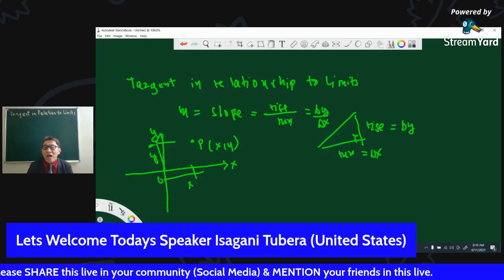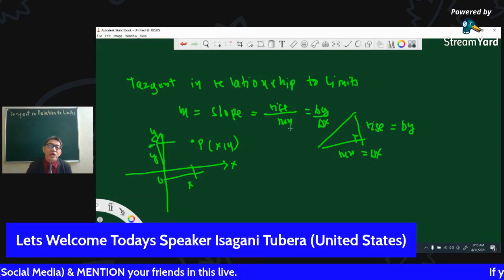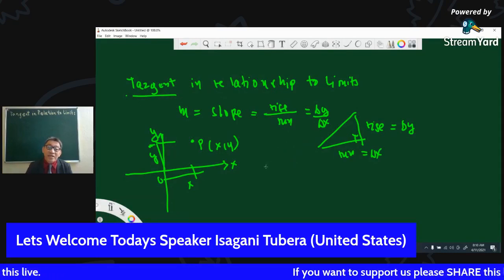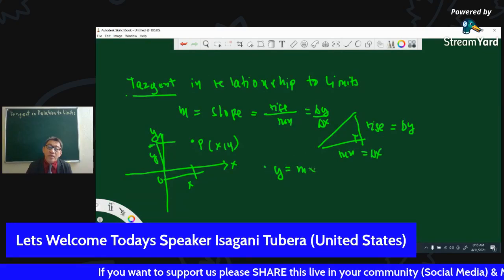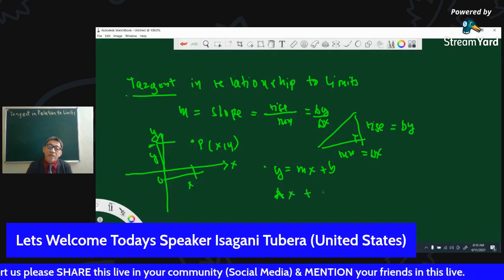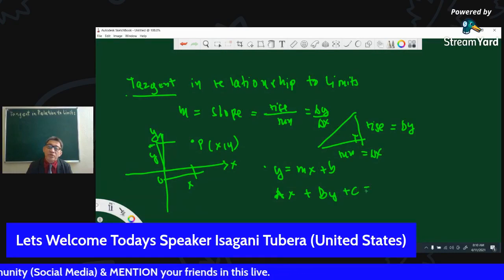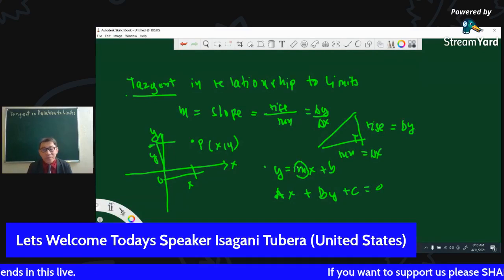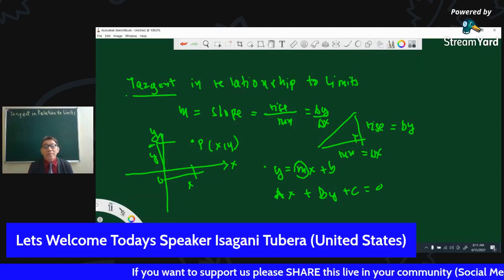Okay, so those are the things that you need to know. What else? For the equation of the line, the tangent. So what is the tangent? For a tangent line, remember y is equal to what? y equals mx plus b, or you should know ax plus by plus c equals zero. Now, this a here, this m here, that is important because we are going to have that, okay?